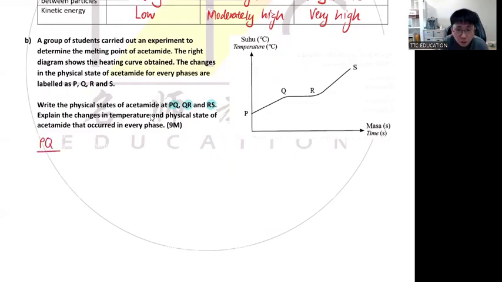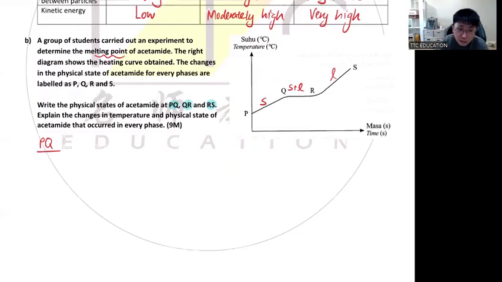So first of all, what is the physical state at PQ? So this is melting point. Melting point means what? Before you hit the melting point is solid. When you are at the melting point is solid and liquid. When you finish melting is liquid. Okay, now make sure you understand this. During the constant temperature, you have two physical states because you are changing your physical state.